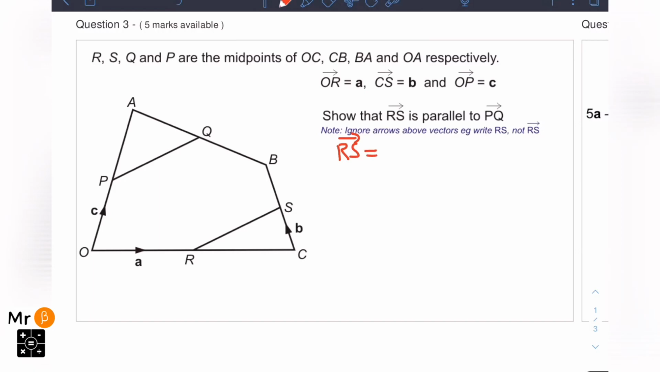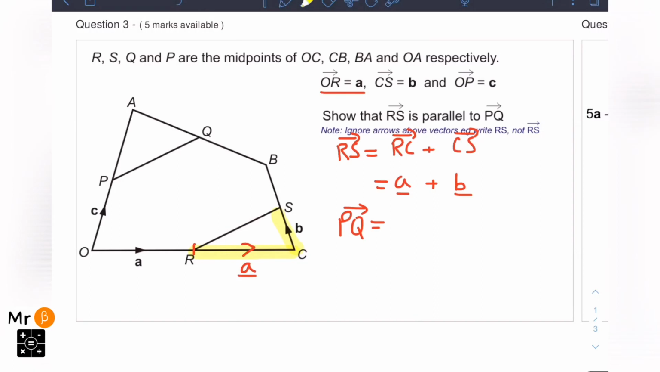So we know to go from R to S, yes, there is a direct route, however there's no information, so we need to go from R to C and C to S. So it tells us that OR is this vector A, and we know that R is the midpoint of the line OC. So as it is the midpoint, we know that RC must also be this vector A. Once we've gone to RC, we're going to go from C to S, and that's already labelled on as this vector B.